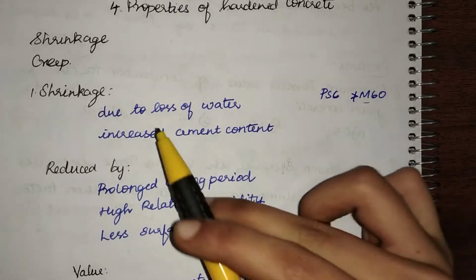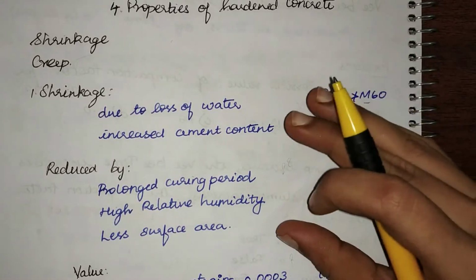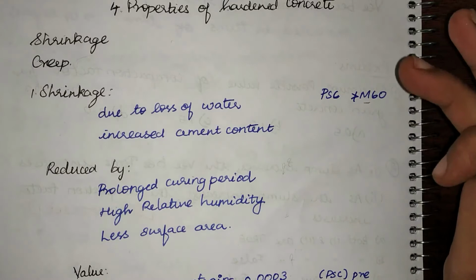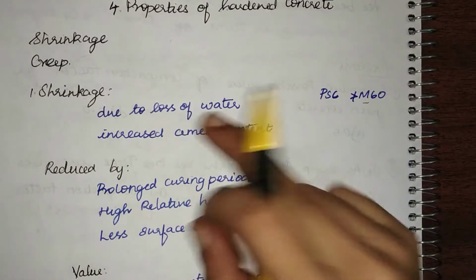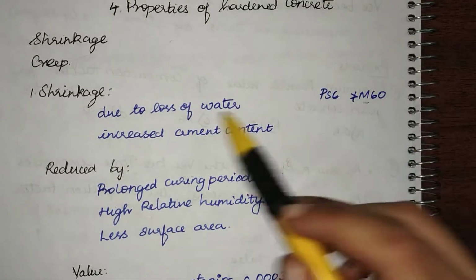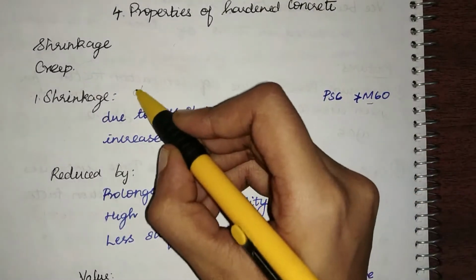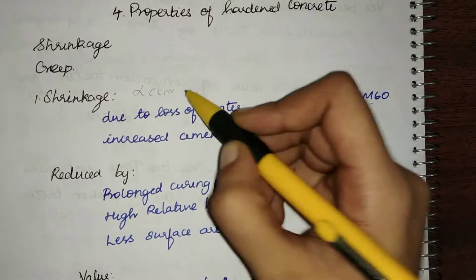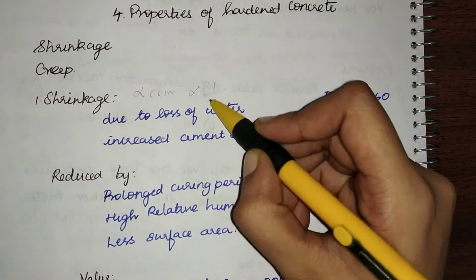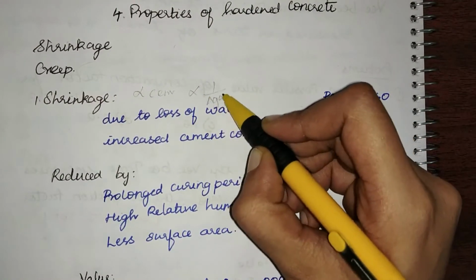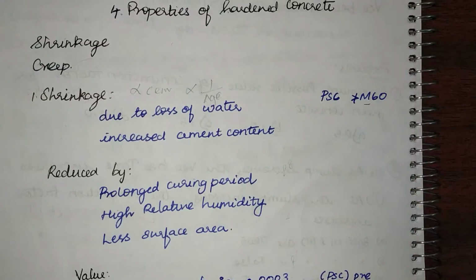So first is shrinkage. Shrinkage is the reduction in the size or shape of a member because of the loss of water. It happens due to loss of water and due to increased cement content. Shrinkage is directly proportional to cement content and it is inversely proportional to the age till which the concrete has been cured.